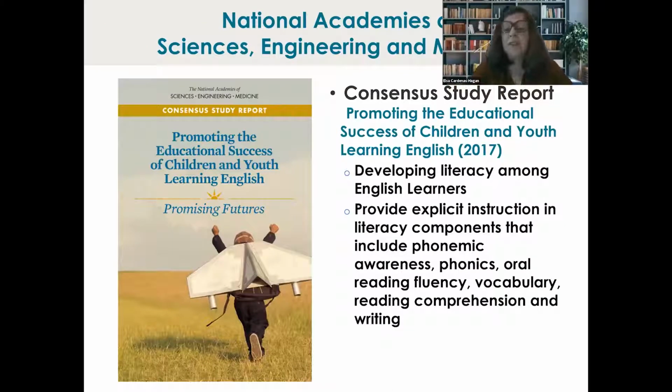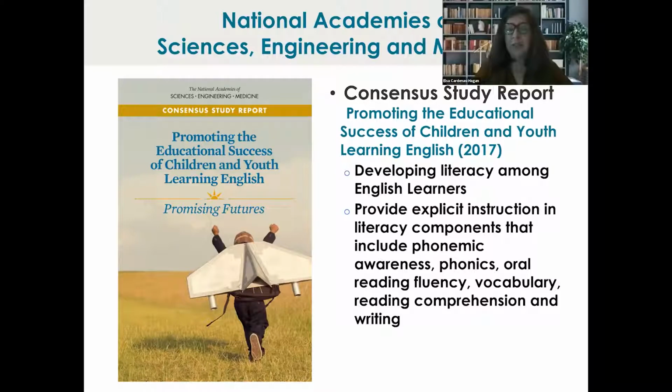Then we had, in 2017, another national report promoting the educational success of children and youth learning English, Promising Futures. This panel was arranged by the National Academies of Sciences, Engineering, and Medicine. Guess what looks similar to the previous reports? Yes, to develop literacy among English learners, your instruction needs to be explicit in those literacy components, which include, once again, phoneme awareness, phonics, oral reading fluency, vocabulary, reading comprehension, and what was added here was writing. Of course, when we think about literacy, it's listening, speaking, reading, and writing.